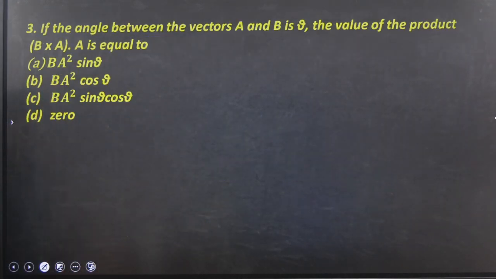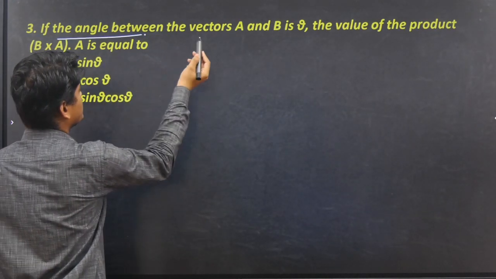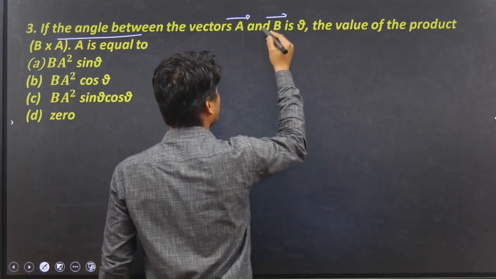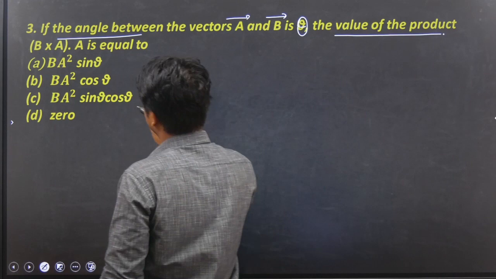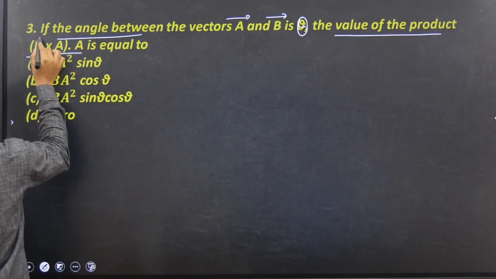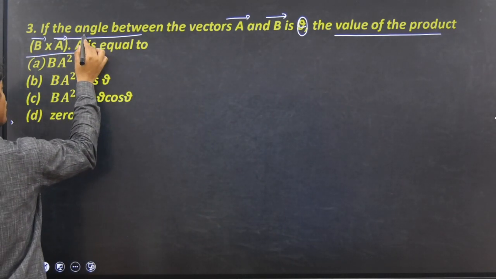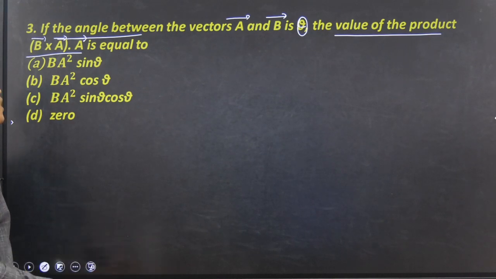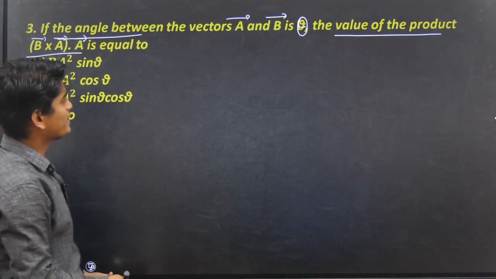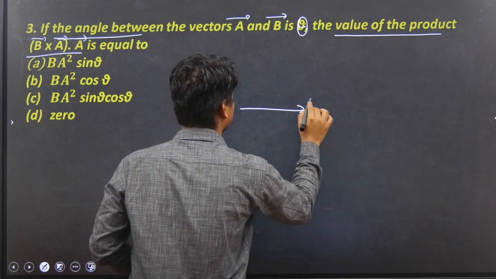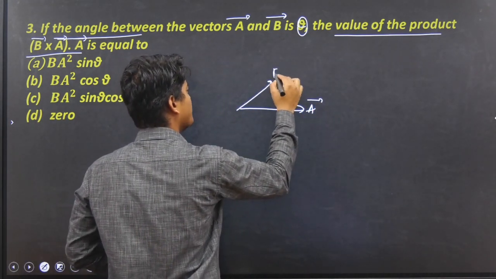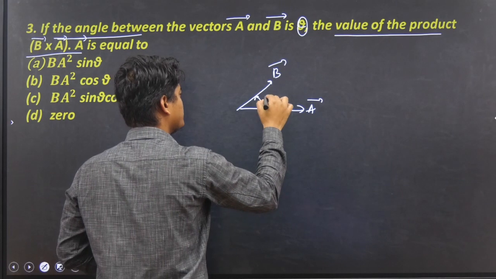Now, if the angle between two vectors A vector and B vector is theta, what is the value of the product B vector cross A vector dot A vector? Here they are telling that two vectors are there. Suppose this is your A vector and this is your B vector. The angle between them is theta.